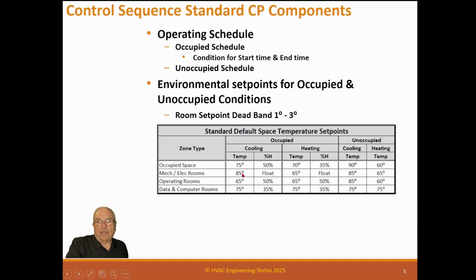Electrical and mechanical rooms, of course, are just 85, 65 because they're cooling equipment, not people. Operating rooms are 65 degrees sometimes and 80 degrees sometimes, depending on what they're doing. And data centers are 75. Well, data centers used to be 75, but they are changing nowadays.